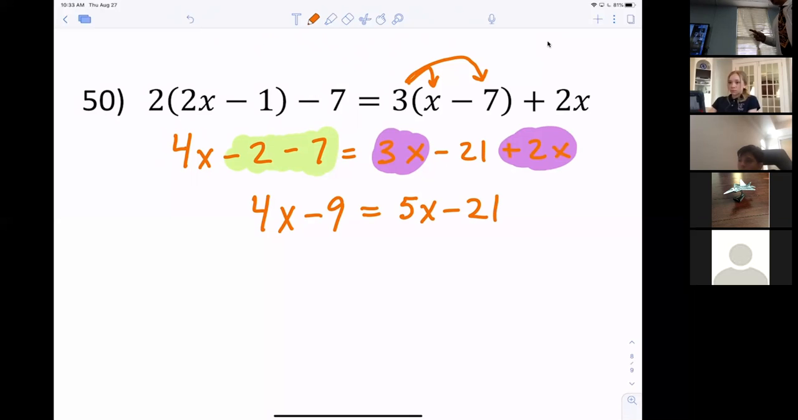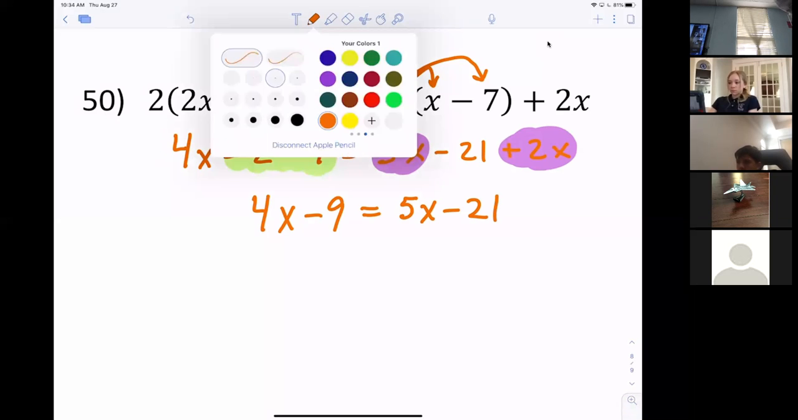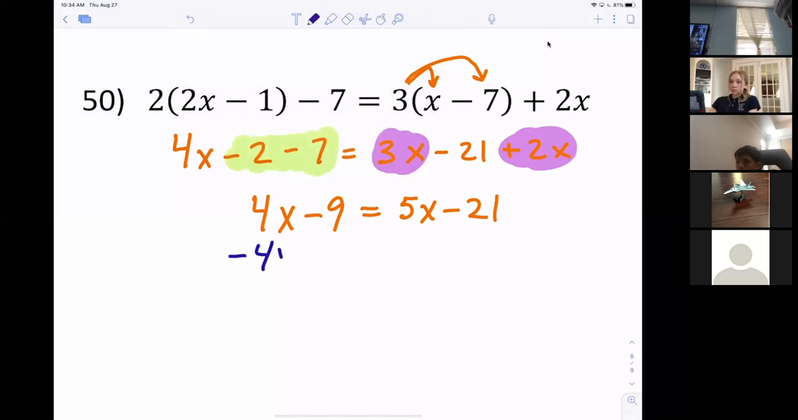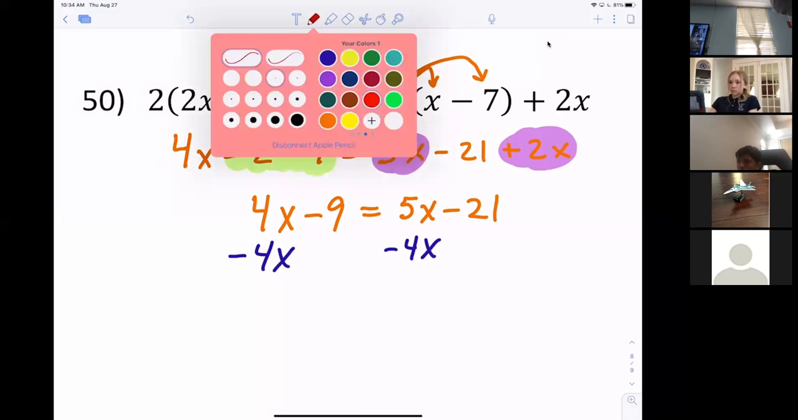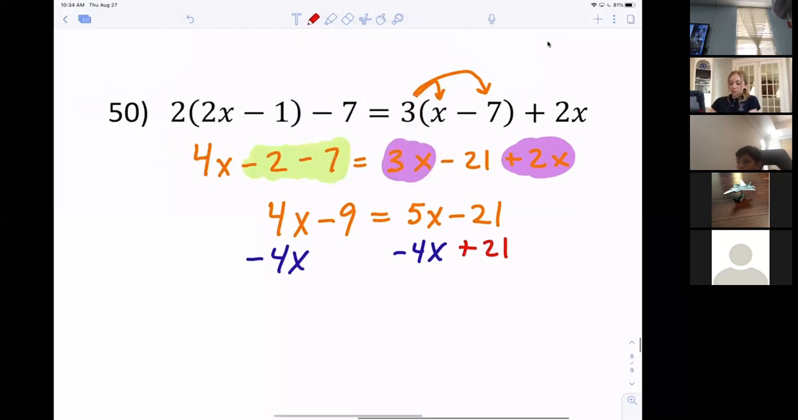Now hopefully you realize it's much easier to throw the 4x on the right side because that'll be just 1x and we'll be done. All right, so let's take a look. I'm now going to subtract 4x, subtract 4x. Then I'm going to add 21, add 21.